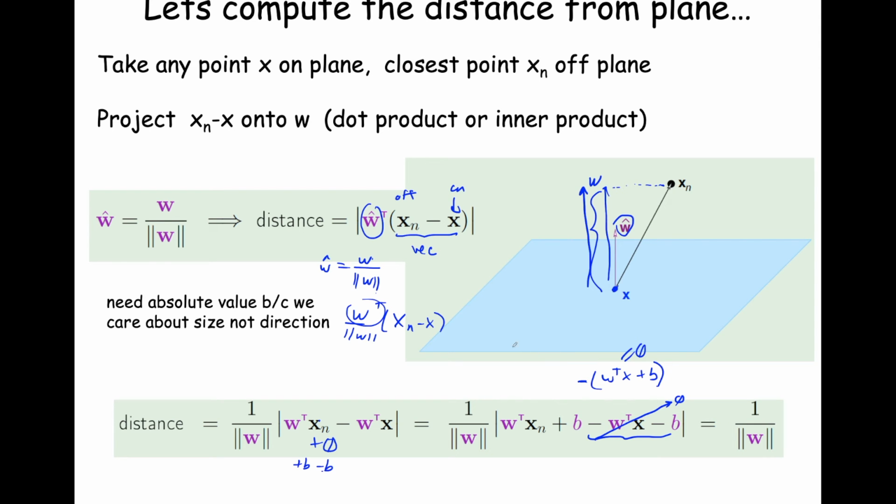We said for the closest point to the plane, we can scale our hyperplane W up and down with a scalar, and we can do so such that for the closest point off the plane, W transpose xn plus b is equal to 1. So we set that to 1, and we end up with 1 over magnitude W times 1, which is just 1 over magnitude W. And so the distance between our closest point off the plane and the hyperplane is going to be 1 over magnitude of W. And that's the quantity that we want to maximize.